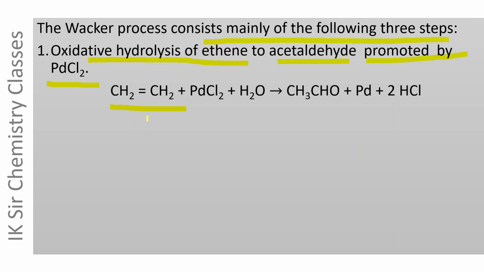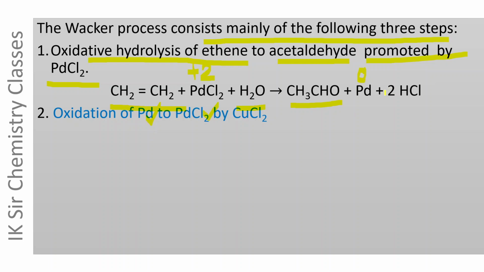Alkene, here ethylene, undergoes oxidative hydrolysis promoted by PdCl2. In this reaction, palladium is reduced from +2 oxidation state to 0 oxidation state, while ethylene is oxidized to acetaldehyde. In the next step, palladium, the product here in the first step, is oxidized to PdCl2, and this oxidation takes place by CuCl2, cupric chloride.